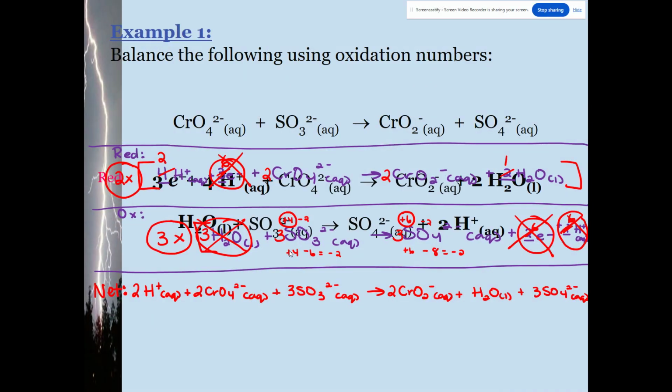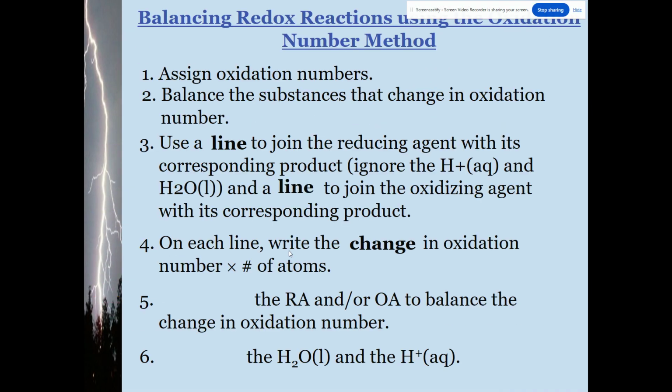The other method I'm going to show you is called the oxidation number method. And again, it starts by assigning oxidation numbers, but rather than going through and writing each half reaction, we're just going to use a line to join the elements changing an oxidation number to what they become. And on that line, I'm going to say how many electrons are being transferred. And then I can figure out what I need to multiply the reactions by to make those electron transfers balance.